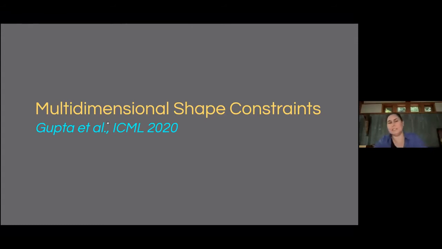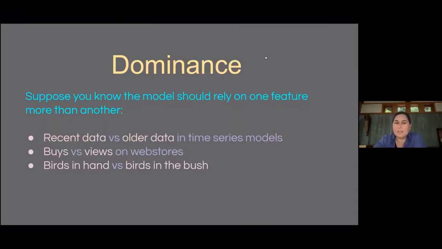Okay, so we talked about monotonicity and diminishing returns. I want to talk about a couple multidimensional shape constraints that we found very useful.